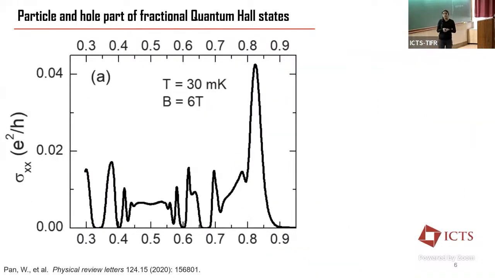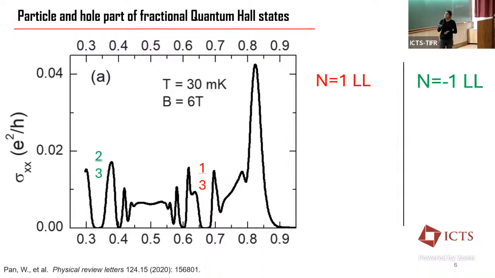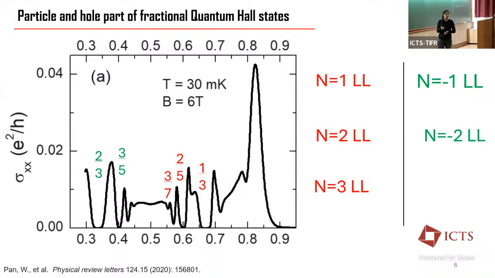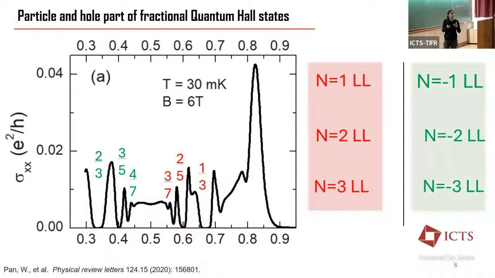Now, the question is what is the particle and hole part of the fractional quantum Hall state? We do not see only a 1/3 state, we see numerous odd denominator fractional quantum Hall states. For example, this is the 1/3 state, which is n equal to 1 Landau level. And the 2/3 state is n equal to -1 Landau level. Other fractions are n equal to 2 and n equal to -2 Landau levels, similarly n equal to 3 and n equal to -3 Landau levels. Now, if you see clearly, this part forms the particle part of the fractional quantum Hall state, and this part forms the hole part.